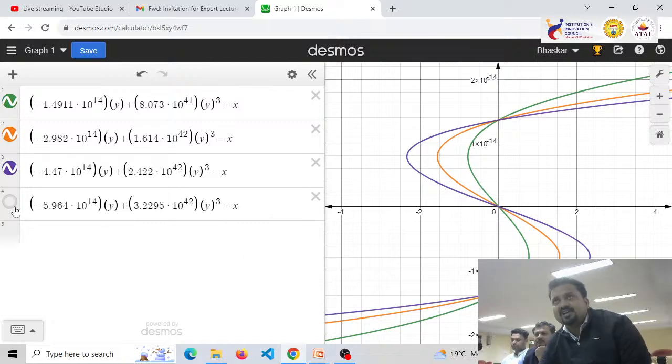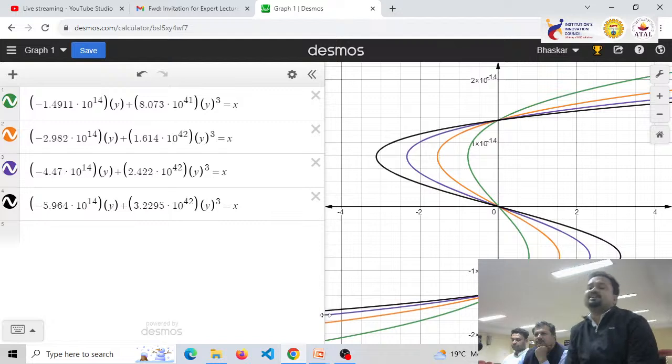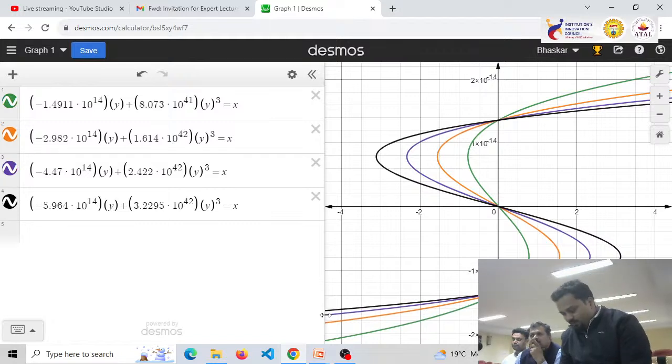And the last one, I have obtained the values of alpha and beta for TFE equals 120 nanometer. So for TFE equals 120 nanometer, alpha equals 5.964 into 10 to the power 14, and beta value as 3.2295 into 10 to the power 42. Again, as you see the characteristic, as I increase the voltage, the charge increases.